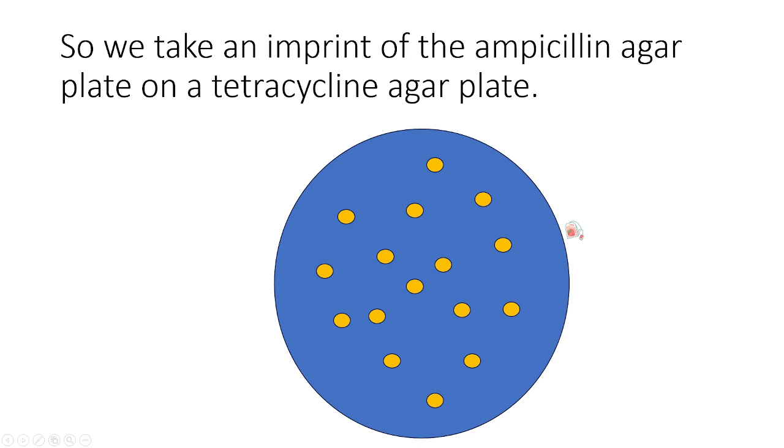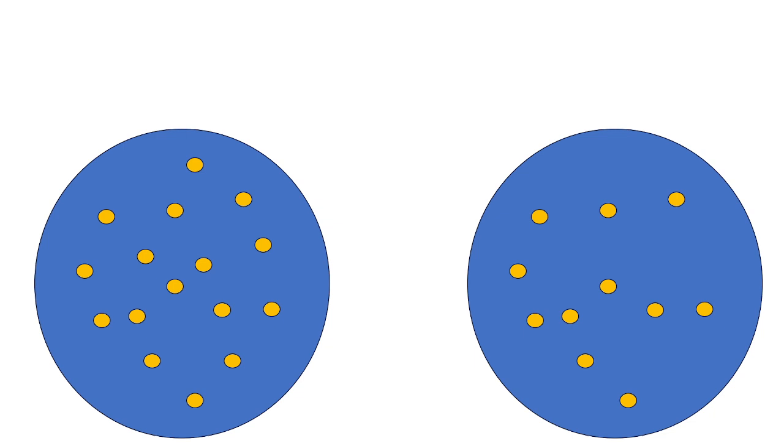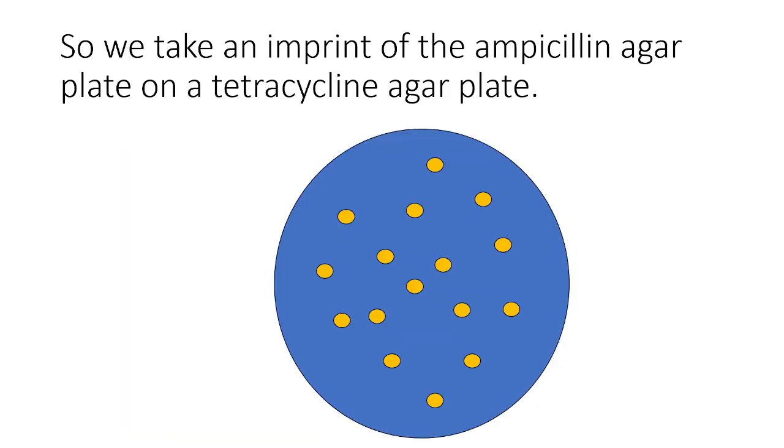So what I do is, after I have grown the bacteria in the ampicillin plate, I take an imprint on another medium which has got tetracycline. Those bacteria which do not grow in the medium of tetracycline are those bacteria in which my DNA of interest has joined.